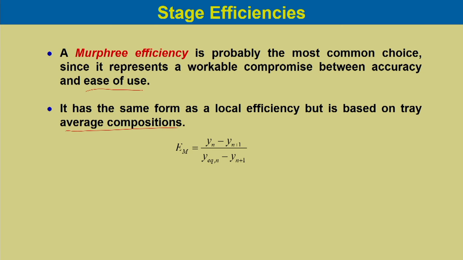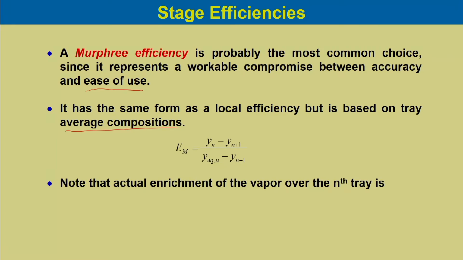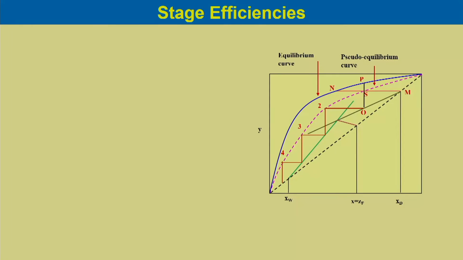It is defined by Em, the Murphy stage efficiency, equal to yn minus yn plus 1 divided by y equilibrium in stage n minus yn plus 1. So, the actual enrichment of the vapor over the nth tray, we can just write yn minus yn plus 1, would be equal to Em into y equilibrium n minus yn plus 1. So, this is the actual enrichment in that tray.